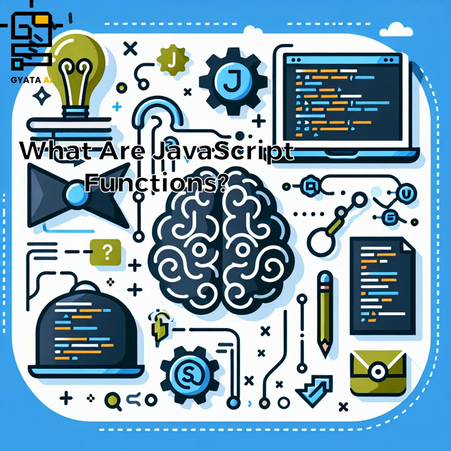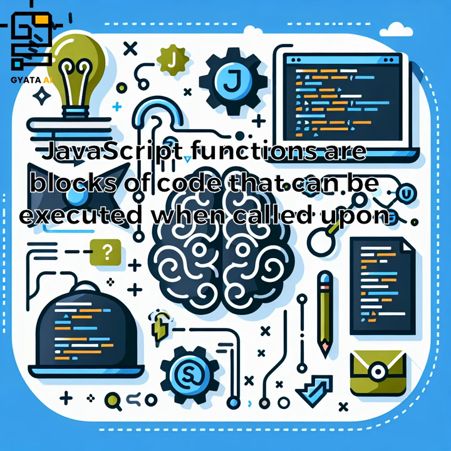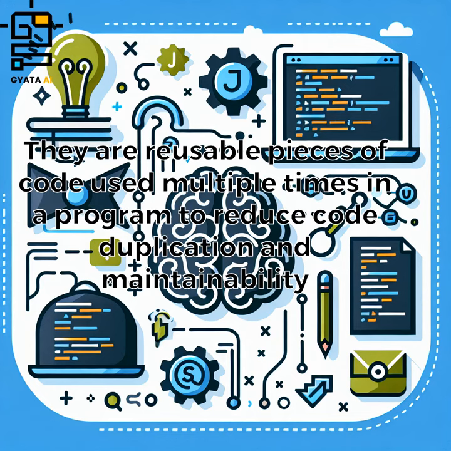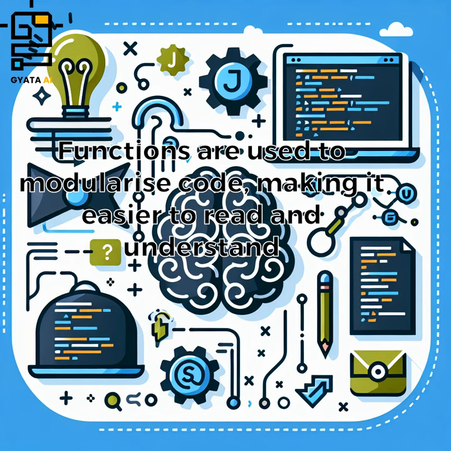What are JavaScript functions? JavaScript functions are blocks of code that can be executed when called upon. They are reusable pieces of code used multiple times in a program to reduce code duplication and improve maintainability.